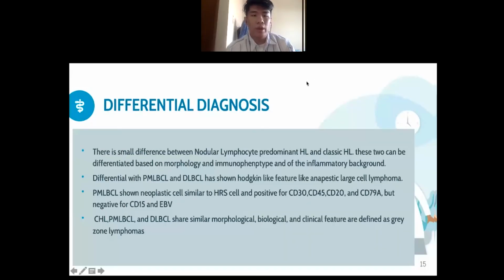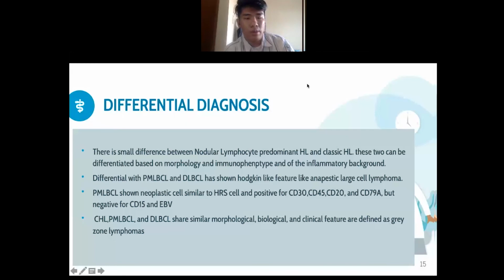My name is Etienne. Today I want to describe the differential diagnosis of lymphoma. There's a small difference between nodular lymphocyte predominant HL and classic Hodgkin lymphoma. These two can be differentiated based on morphology, immunophenotype, and the inflammatory background. Differential diagnoses include PMBL and DLBCL, which show Hodgkin-like features, like anaplastic large cell lymphoma.